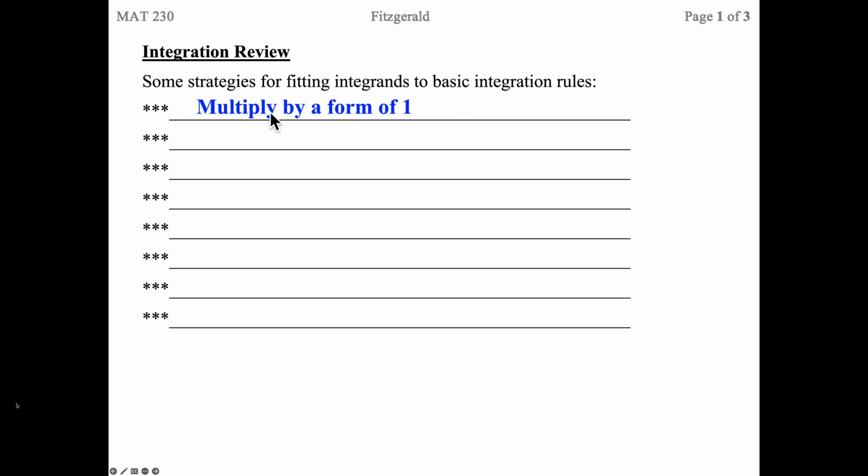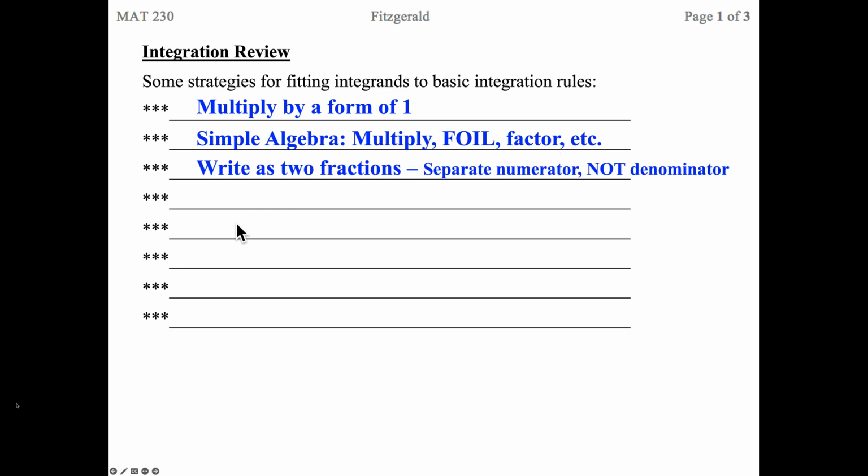Some techniques that will help you integrate is multiplying by a form of 1. This is to help you get the factors where you want them to be, say for U substitution, something like that. Doing some simple algebra like foiling and factoring will help with integration. Write two fractions. You can always separate the numerator over the denominator, but never separate your denominator. As I said, U substitution.